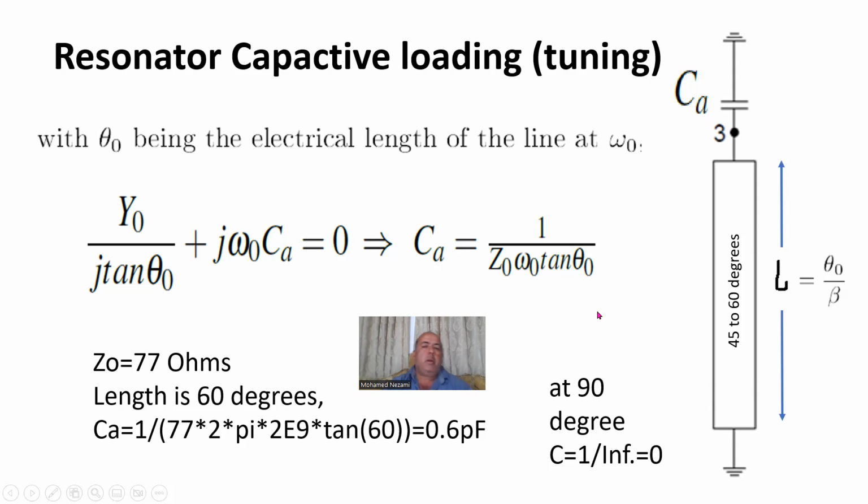So anyway, let's take an example. We're going to assume a 60-degree resonator length. And we're going to say, what is the capacitance that is needed to resonate this at 2 gigahertz, like we did before, 2 gigahertz? And it turns out it's about 0.6 picofarads, okay? Of course, if you were to solve this for 90 degrees, then the capacitance would have to be 0 in this case, okay?